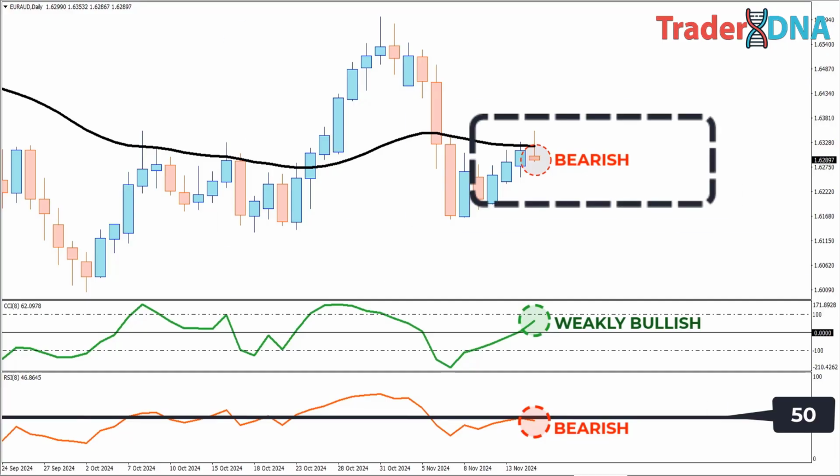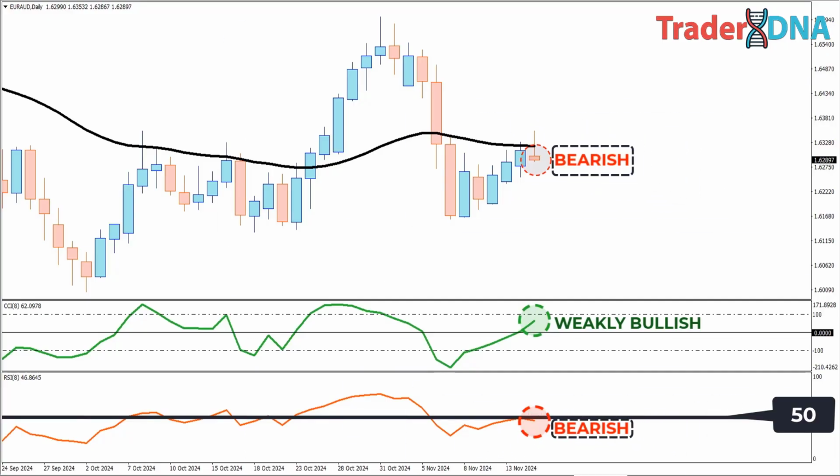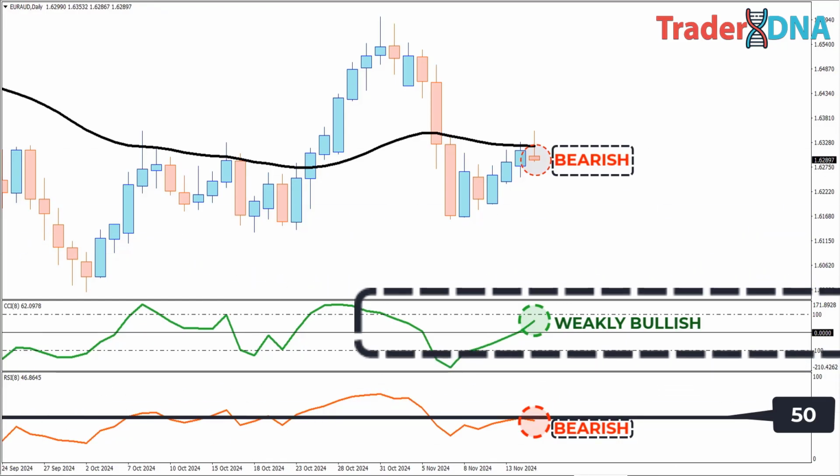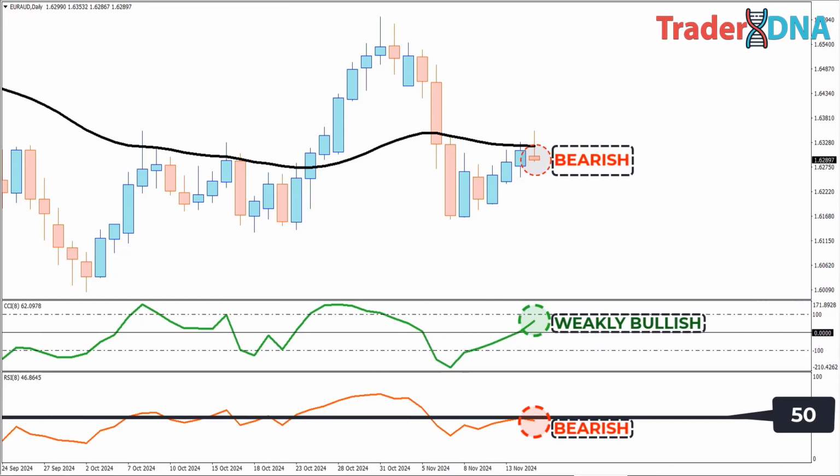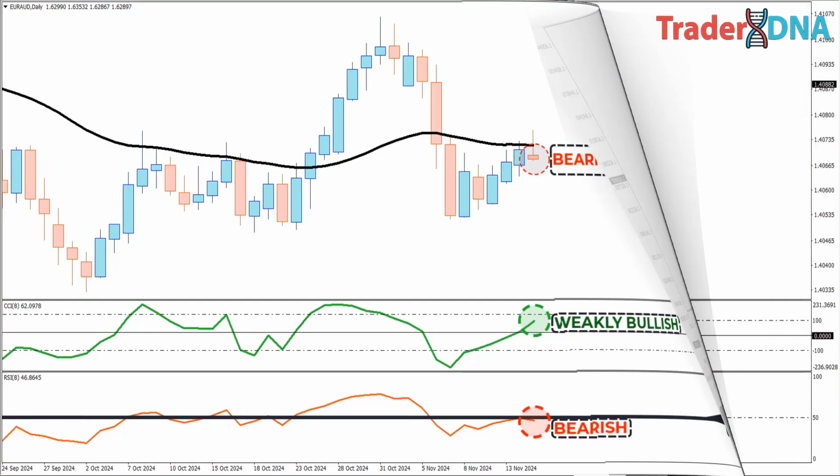This scenario presents a non-ideal setup because the three indicators are not in alignment. The moving average and RSI interpret the market as bearish, while the CCI suggests a weak bullish condition. Nonetheless, based on the first rule of this strategy, this market should be avoided entirely because there is no clear consolidation phase around the moving average line. This example highlights why discipline is critical when using this strategy. By waiting for the perfect alignment of signals and adhering to the rules, you can avoid unclear setups and focus only on high probability opportunities.